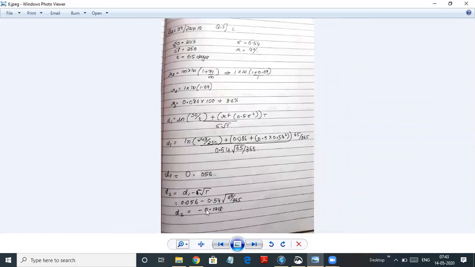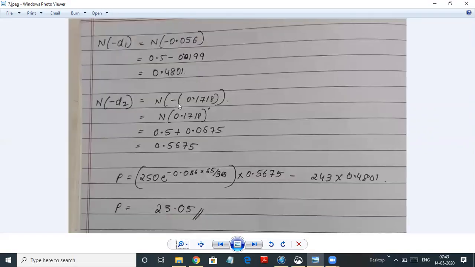Now see for ND2, N minus 0.1718. Now D2 value was already negative, so this is minus 0.1718. Minus into minus will become plus, so N 0.1718. I hope it's clear. D1 value was positive, but we want N minus D1, so we take minus 0.056. D2 value was already negative, and again we have to take negative, so minus into minus will become plus. So that's become N 0.1718. So D2 has become positive now and D1 has become negative. Okay, so if it is negative, I'll do 0.5 minus.